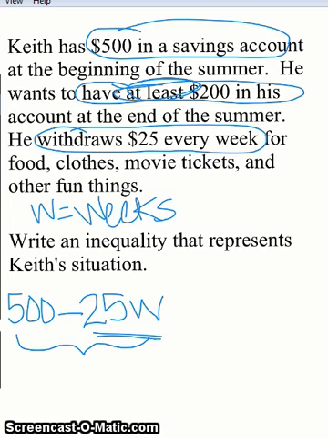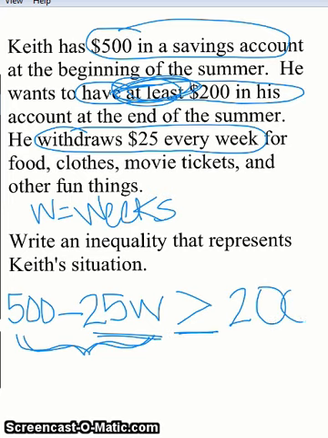So now we go back, and it needs to be at least $200. So it could be 200, it could be 201, it could be 250. That would all be fine as long as it's 200 or more. So the amount of money in his account, again, that's this part right here, has to be greater than or equal to $200, because he wants to have at least $200 left in that account. So it has to be 200 or more.